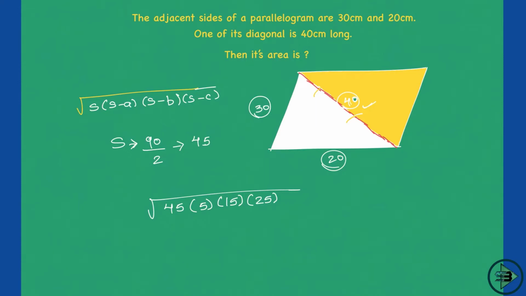Now what? Now just try and split this up such that you can get some number out from this. So 45 I can write as 5 into 9. 9 is already 3 square. Then I can write this as one more 5 here. This could be written as 5 into 3 is 15. This could be written as 5 square. Correct. I had everything that I needed here.